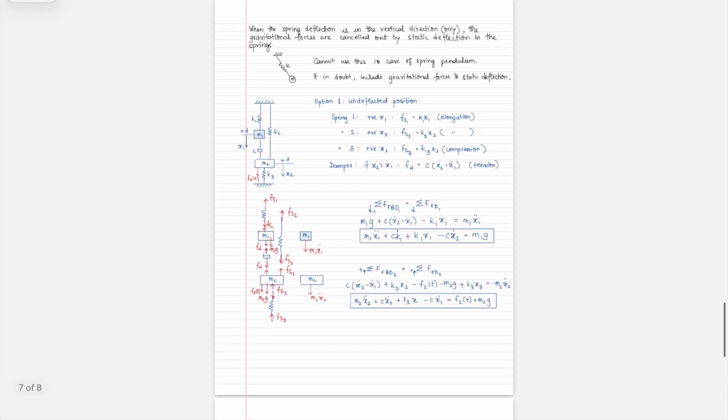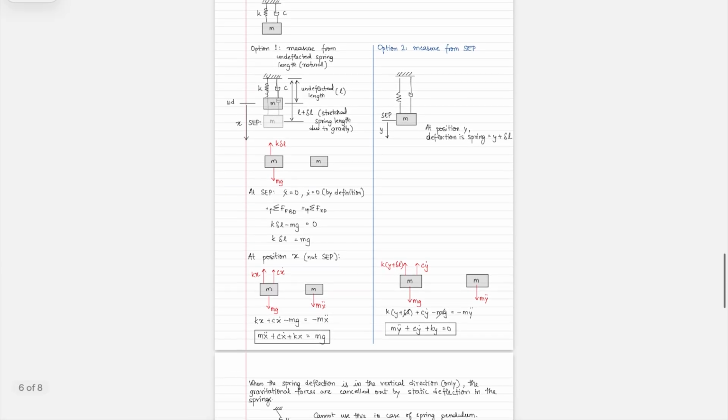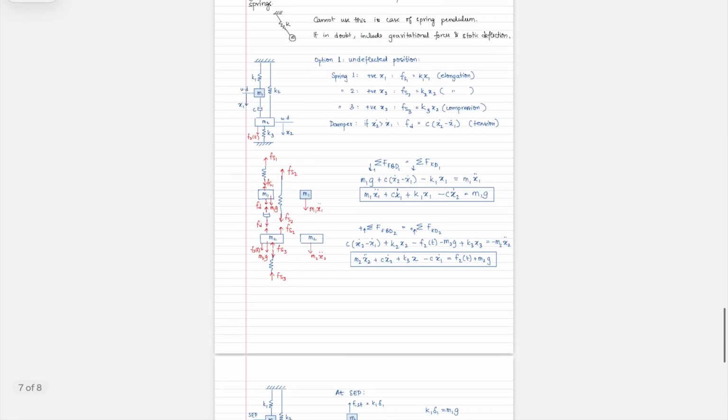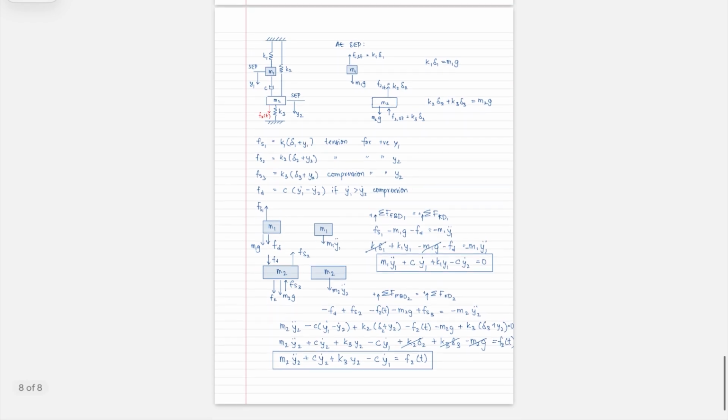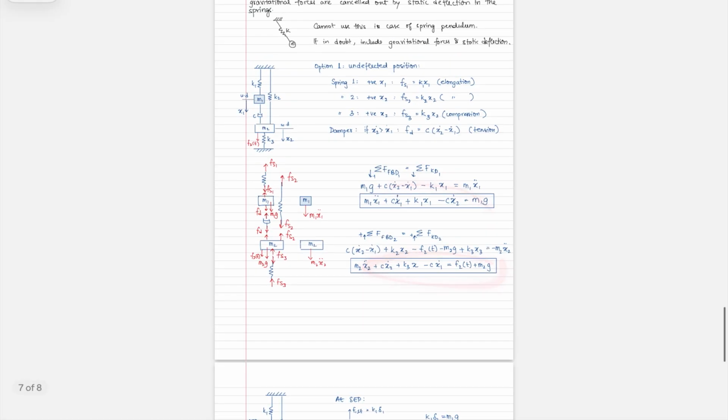Depending on the way of measurement, you will either have mg as an external force or you will not have it. From the undeflected position, you will have mg. From the SEP position, you will not have mg. Okay, so these are the two equations of motion that you obtain based on your measurement of the system.